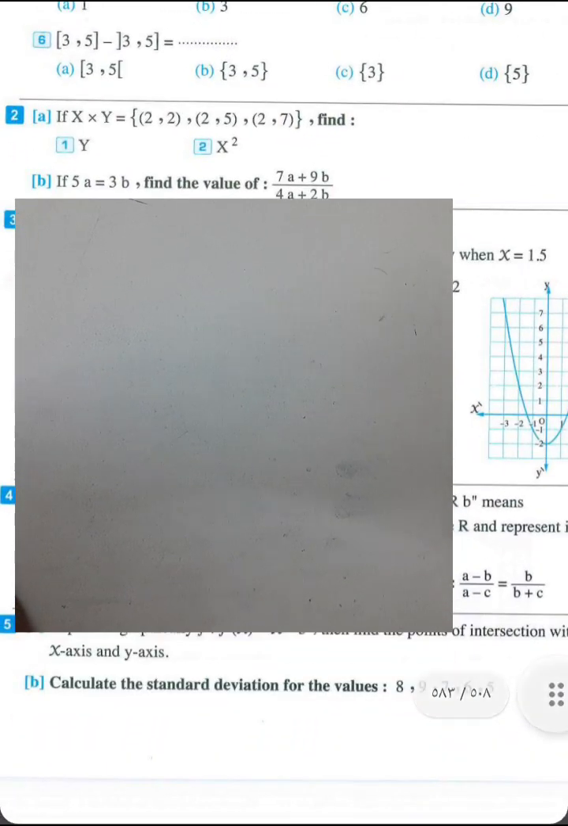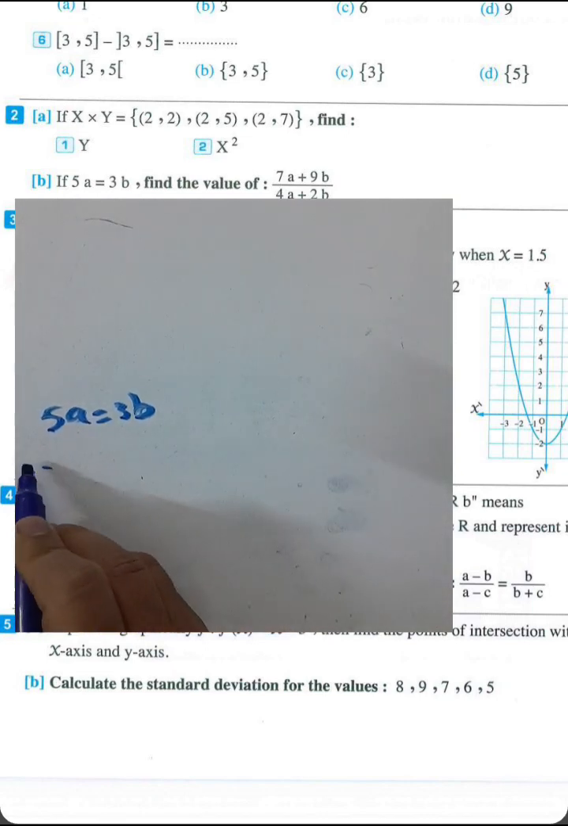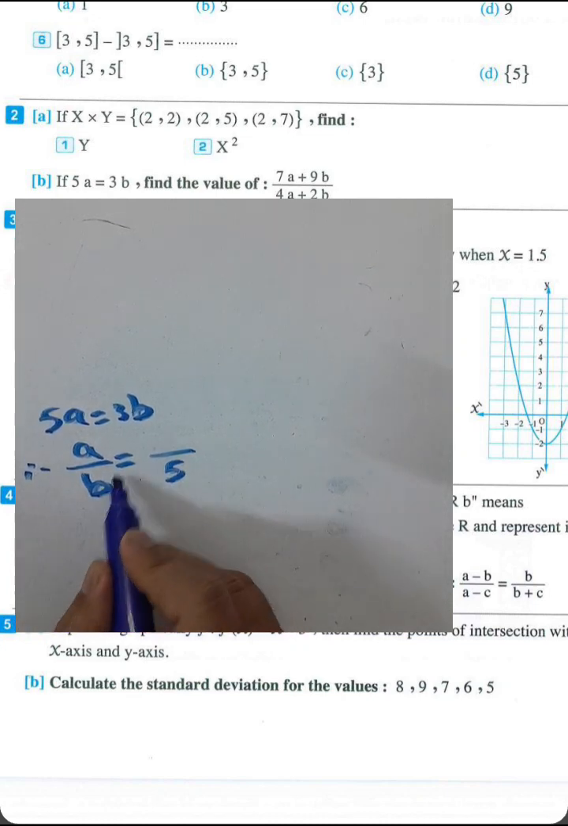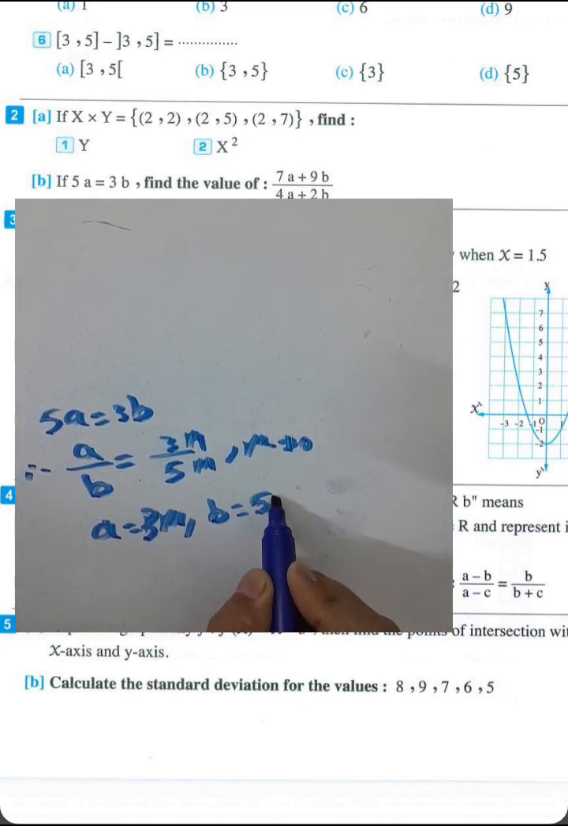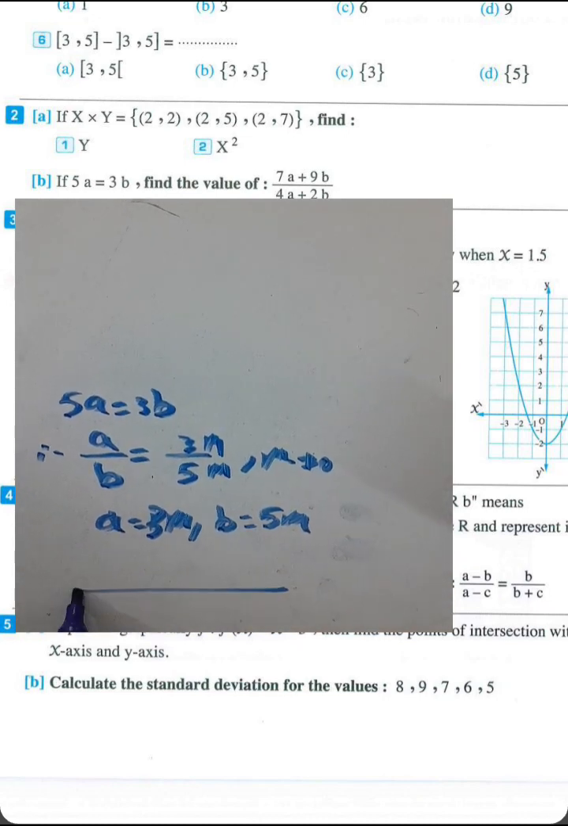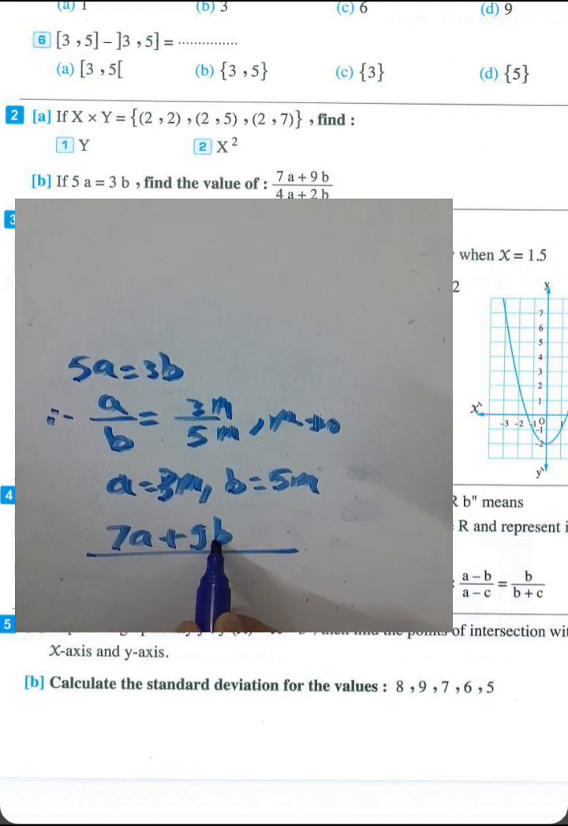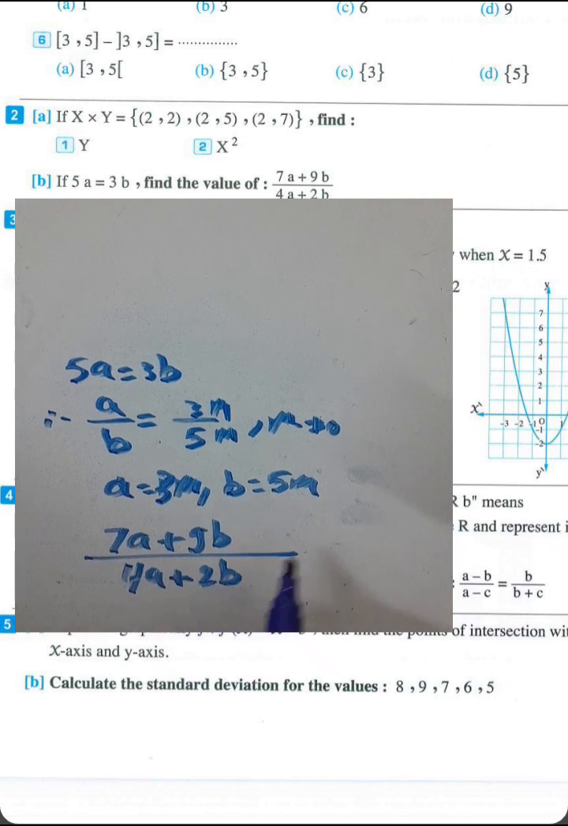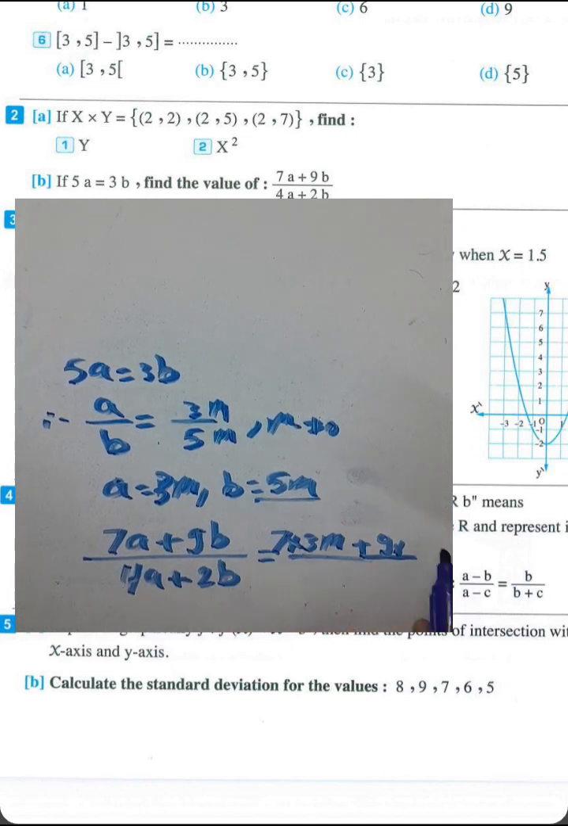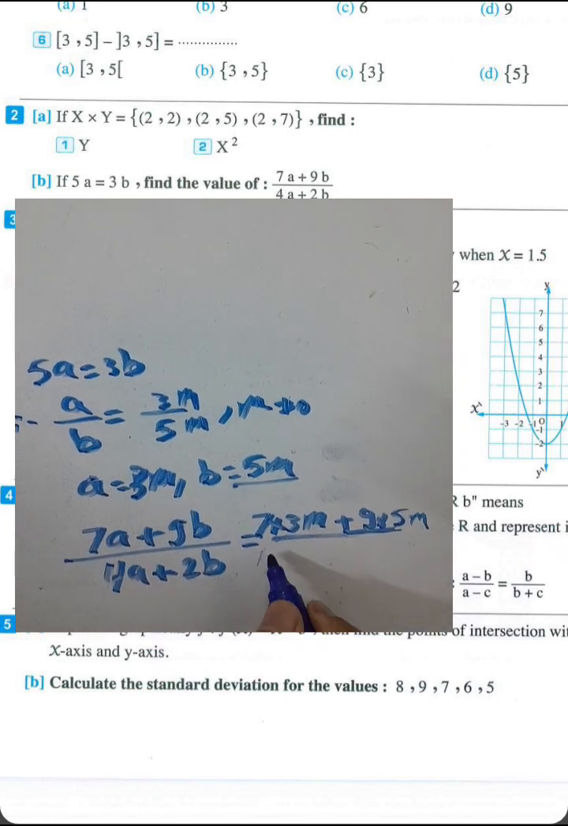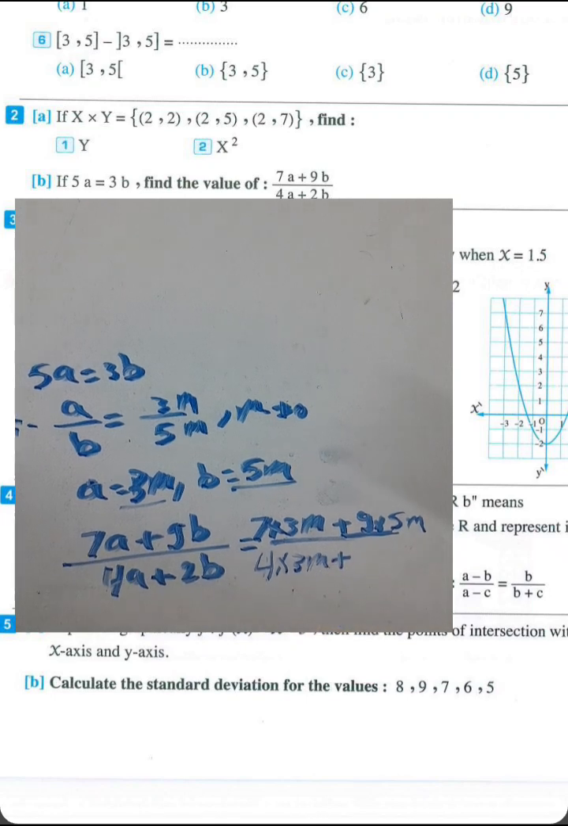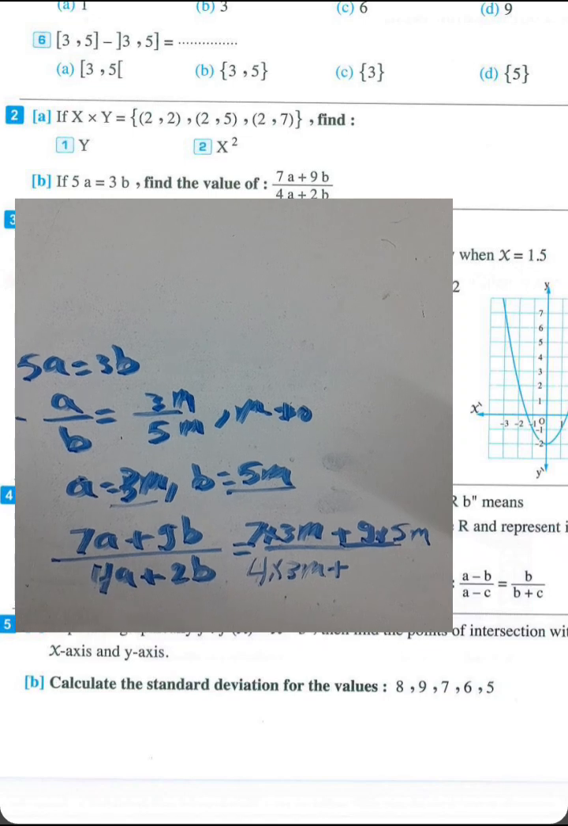Question letter B. They give us 5a equals 3b. Then we can write the ratio between a and b: a product by 5 and b product by 3. And then we can write the constant m, with m not equal 0. Then the value a equals 3m and b equals 5m. Okay, you can write the expression numerator here, 7a plus 9b over 4a plus 2b. 7 product by a, 7 product by 3m, plus 9 product by b. B here was 5m. And 4 product by a was 3m, plus 2 times b was 5m, 2 multiplication by 5m.